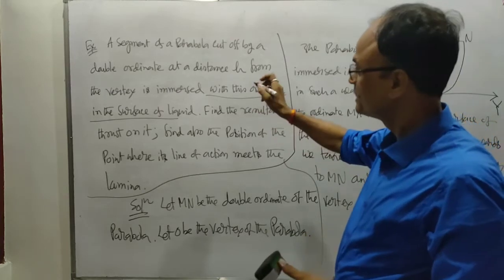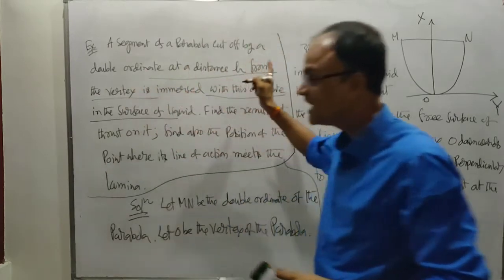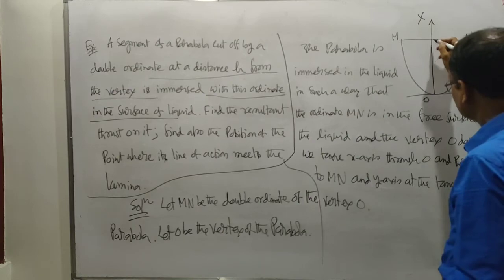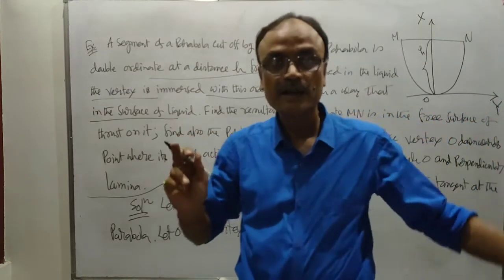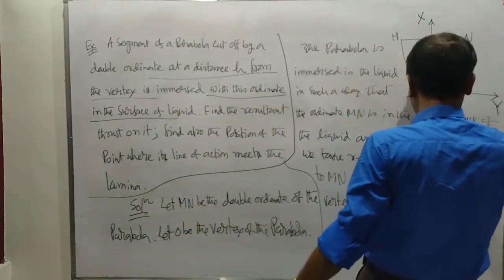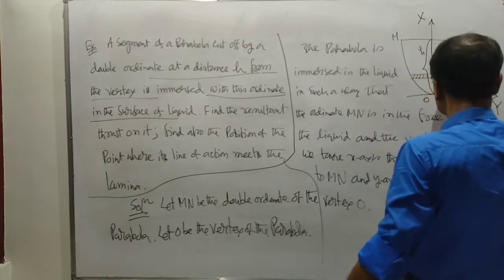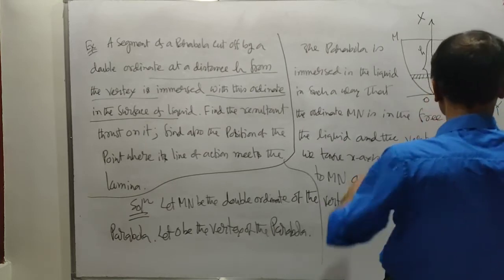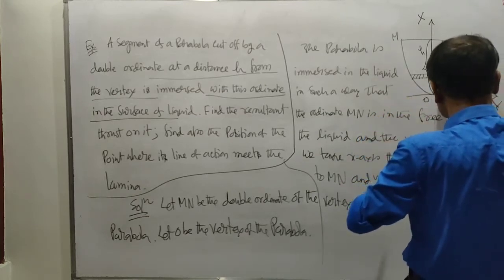Also it is given that the double ordinate is at a distance h from the vertex. It means this distance is h. Now consider an elementary strip PQ. Suppose it is at x, y.